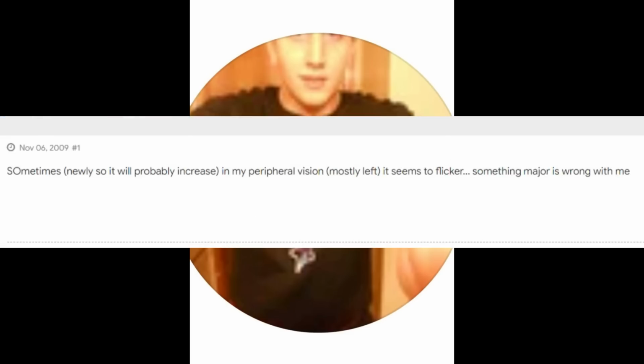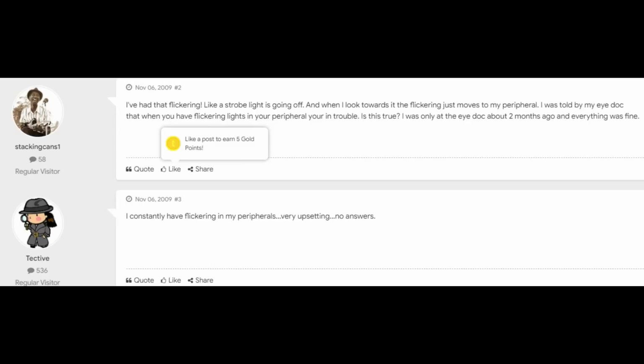So November 2009 again, he says, "Sometimes newly, so it will probably increase. In my peripheral vision, mostly left, it seems to flicker. Something major is wrong with me." And then Stacking Can says, "I've had that flickering, like a strobe light is going off. And when I look towards it, the flickering just moves to my peripheral. I was told by my eye doc that when you have flickering lights in your peripheral, you're in trouble. Is this true? I was only at the eye doc about 2 months ago and everything was fine."